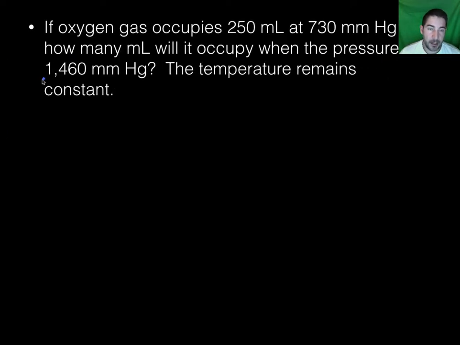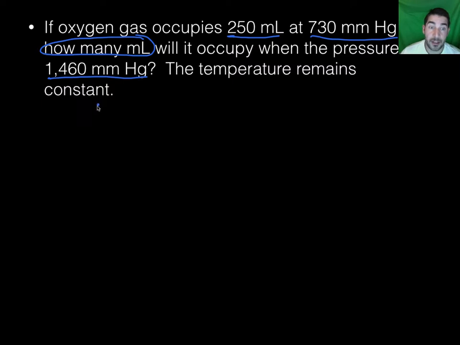All right, so here's a sample here. If oxygen gas occupies 250 milliliters, right, that's an important fact, right? You got a symbol there, you got some numbers, it's obviously going to be important. At 730 millimeters of mercury, how many milliliters will it occupy? How many milliliters, that's what we're solving for, will it occupy when the pressure is 1,460 millimeters of mercury? The temperature remains constant.